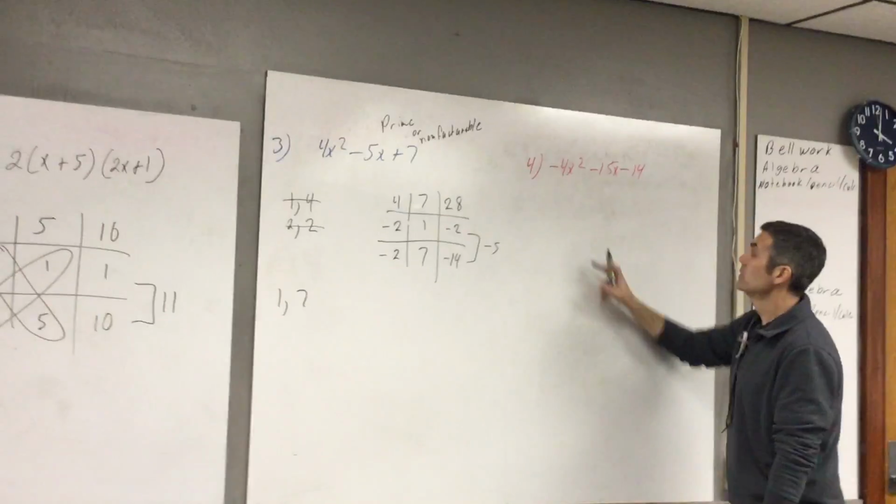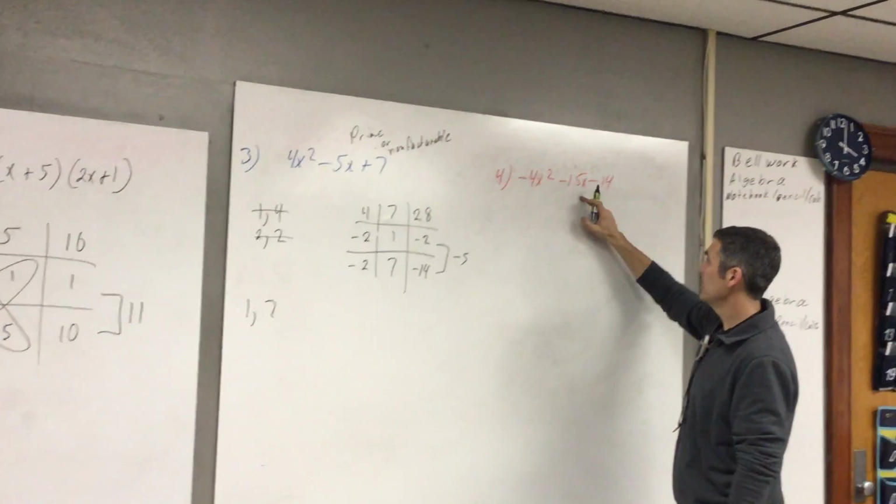Okay, so -4x squared minus 15x minus 14.